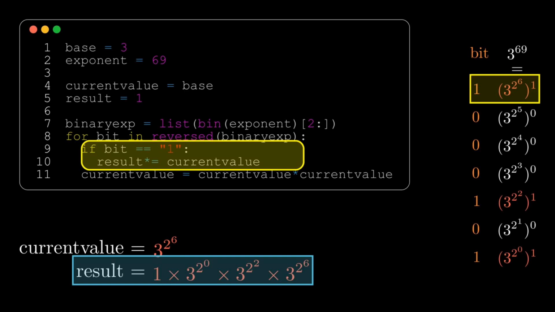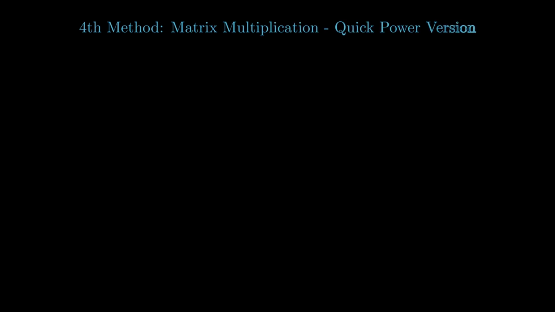For computational complexity, the for loop iterates 7 times. Thus, for a general n, this results in a complexity of O(log n). We come to the fourth method, the quick power version of matrix multiplication.